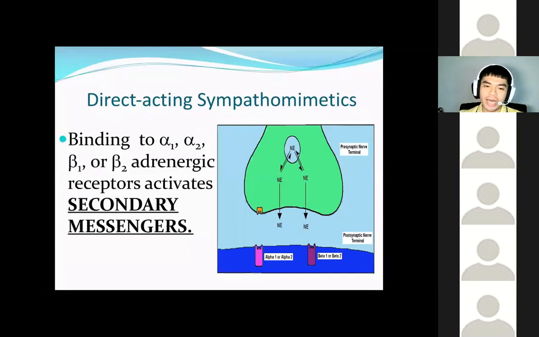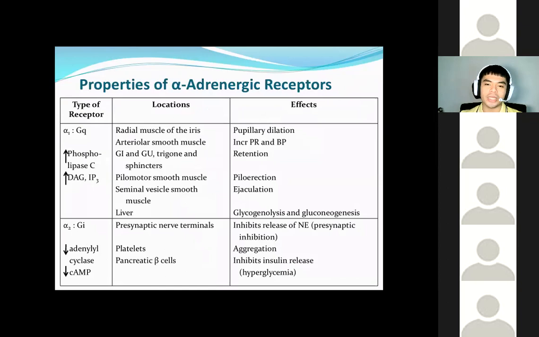Note everyone that for direct acting mimetics, since they can directly bind and activate sympathetic receptors, they can mimic the action of norepinephrine in the body. So lahat ng na-discuss natin mga effects last time, ia-apply lang natin dito. And it is based on formation of secondary messengers. Okay? So for example, in this table, na-explain ko na karamihan dito, dadagdagan na lang natin.